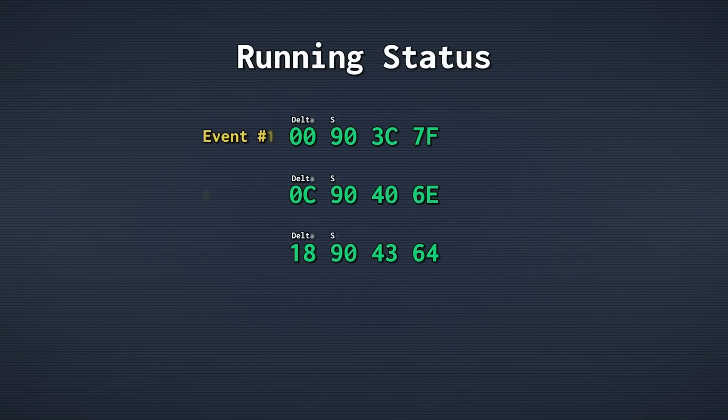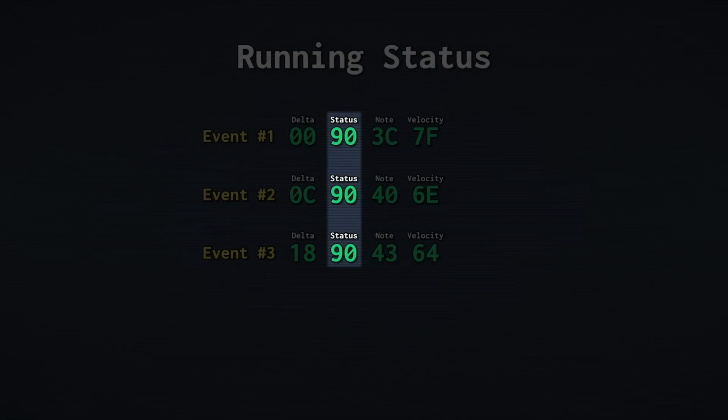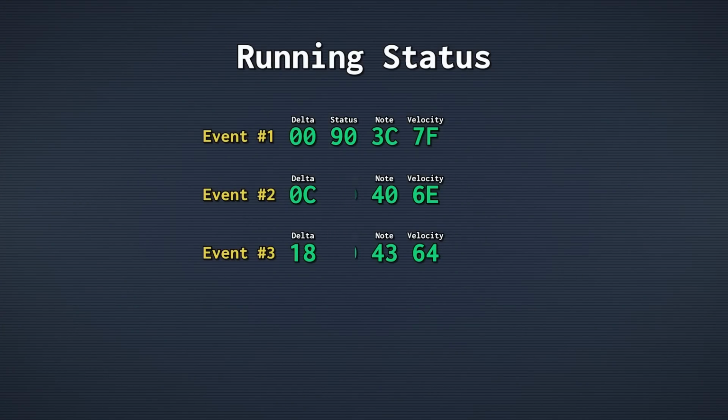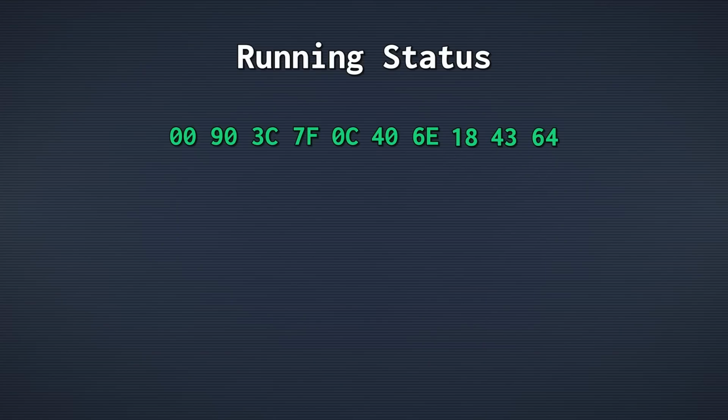Notice something inefficient here? Each of these events is a note on event on channel index 0. That means all our status bytes are identical. But what if we were to simply omit the duplicate status bytes? Now we can just keep track of the latest status, called the running status, and use it for any event that's missing a status byte. The same 3 events now use 2 less bytes.